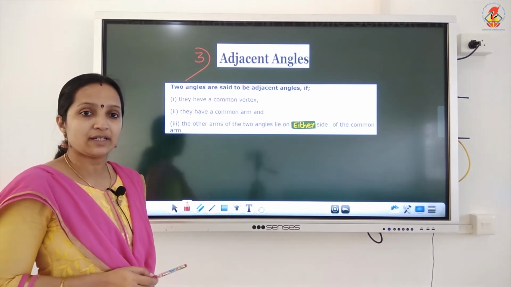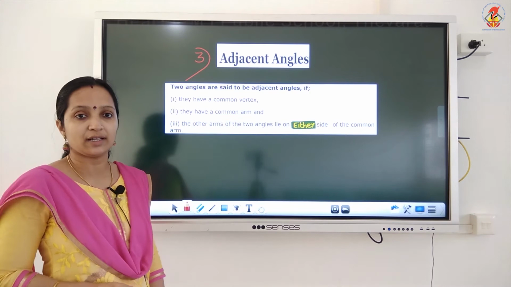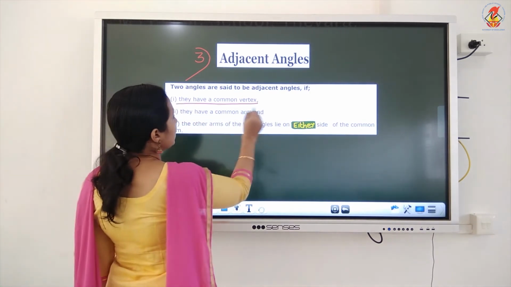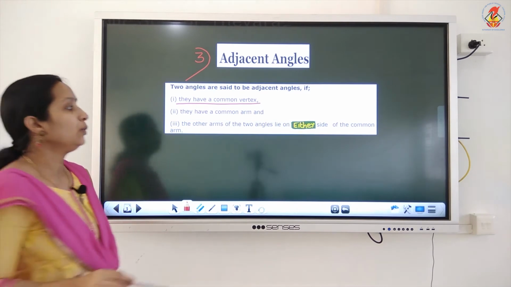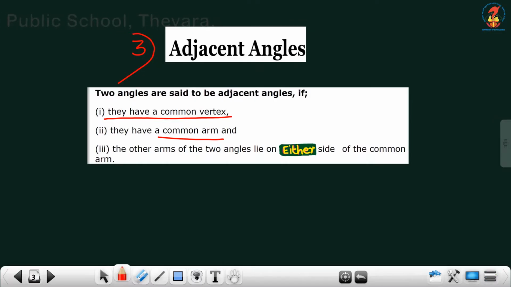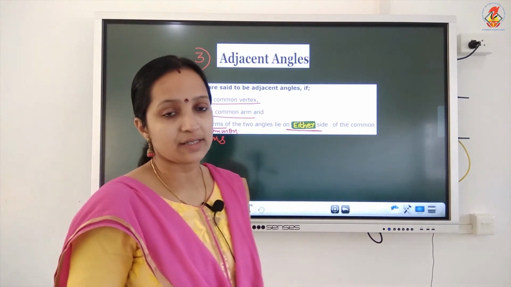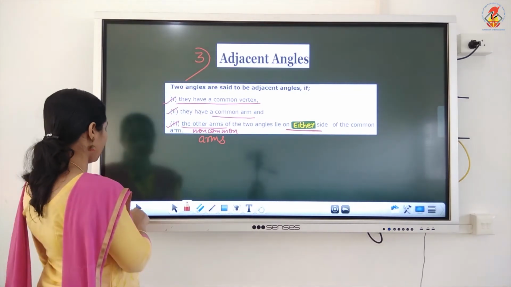Now, what do you mean by adjacent angles? Two angles are said to be adjacent angles if they have a common vertex. That's important. They should have a common vertex, and they have a common arm. The non-common arms of the two angles lie on either side of the common arm. Is it clear? So, if these three conditions are satisfied, we can say that the two angles are adjacent angles. Okay, so we will move to the next thing.